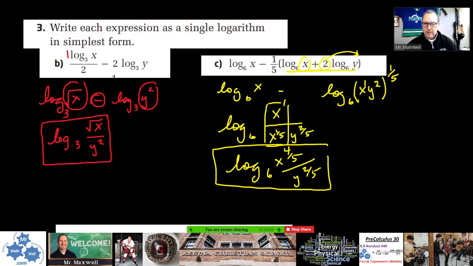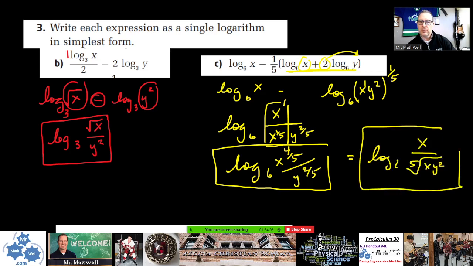Okay, so the back of the book didn't simplify this quite as much. I think they had this as log of x over the 5th root of xy squared. That's where they left it, which is fine too, base 6. Okay, either way is good.